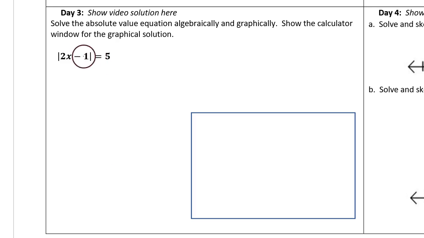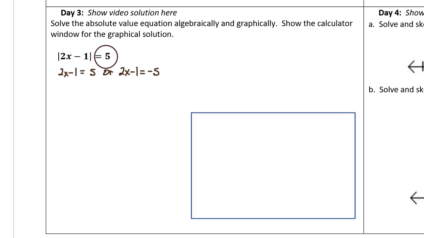So let's start algebraically. To solve an absolute value equation, take the expression that's inside the absolute value bars and set it equal to the number they give you. But then write the word OR and make another equation where that expression is equal to the opposite of the number they gave you.